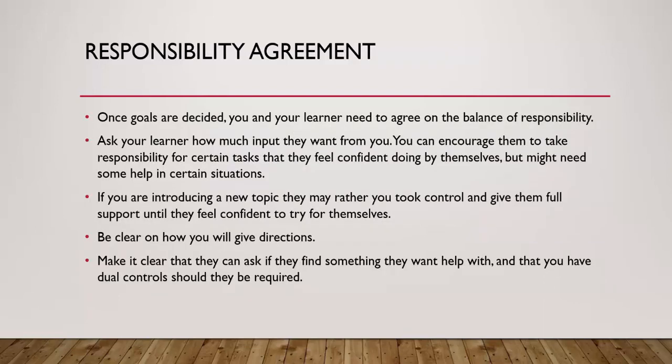Responsibility agreement. Once goals are decided, you and your learner need to agree on the balance of responsibility. Ask your learner how much input they want from you. You can encourage them to take responsibility for certain tasks that they feel confident doing by themselves, but might need help in certain situations. If you're introducing a new topic, they might rather you took control and give them full support until they feel confident to try for themselves.